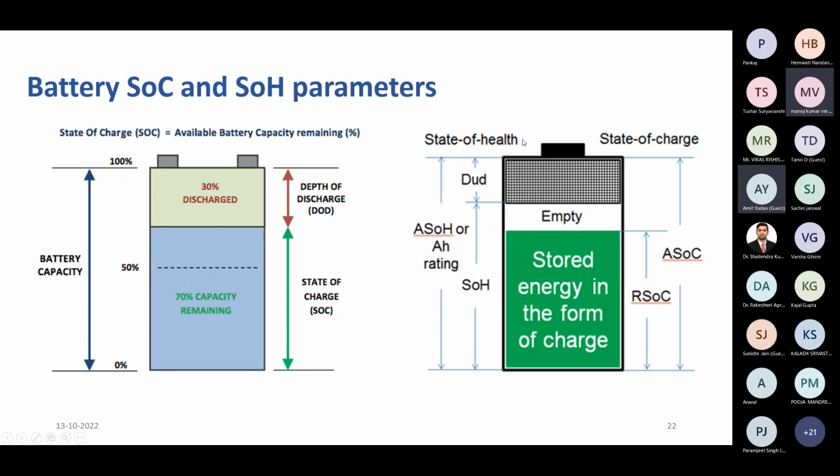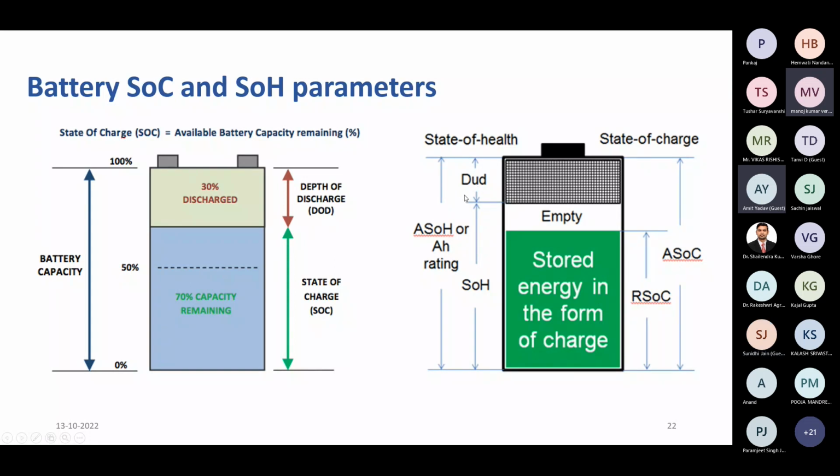So then when we talk about the state of health of the battery, what does it actually mean? We can see that during the initial case, it will have the complete 100% absolute state of charge and the relative state of charge. So how much percentage of charge is stored in the battery?